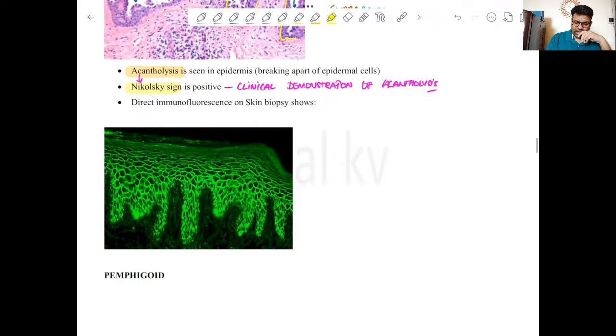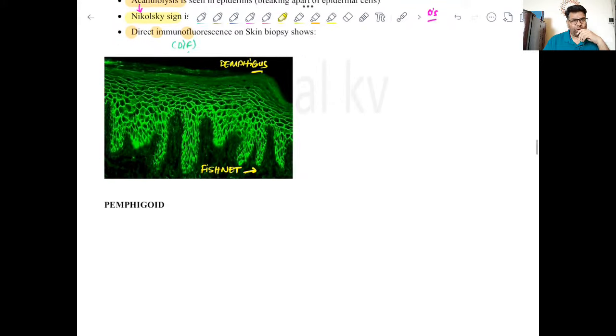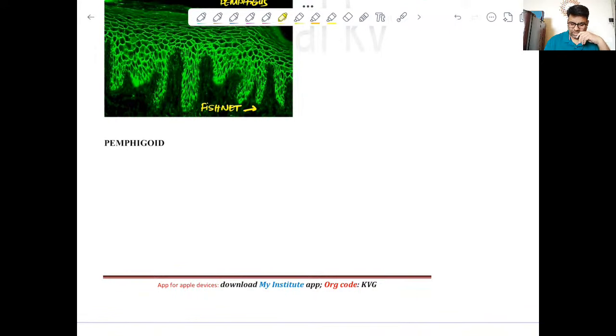Now on DIF, that is direct immunofluorescence, right? On DIF you can see a fishnet pattern, right? So this is the fishnet, again very important for pemphigus. Clear? I think it's a very important condition, and most of the time we have questions from this area.